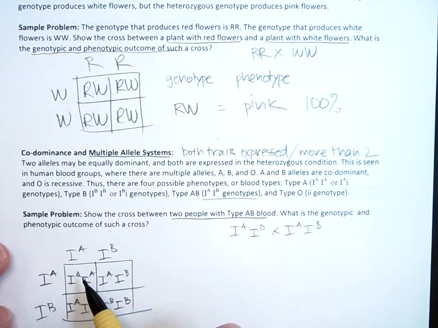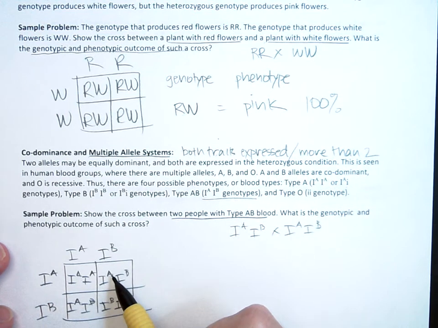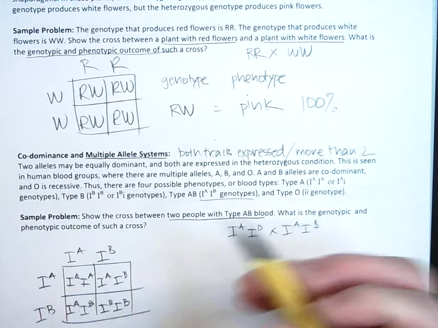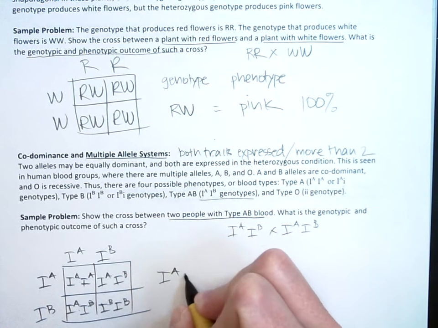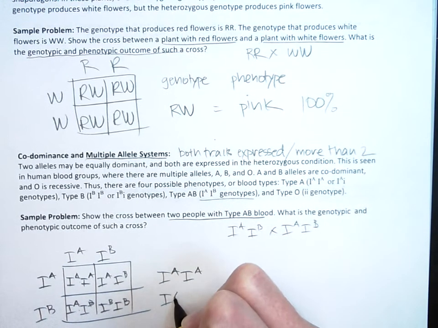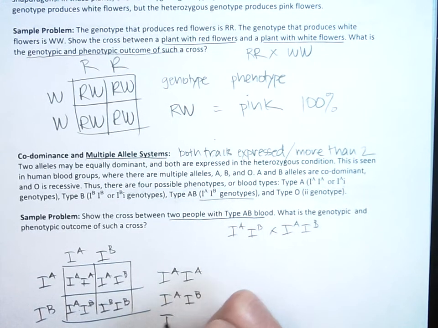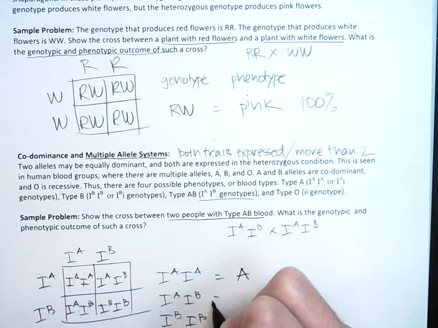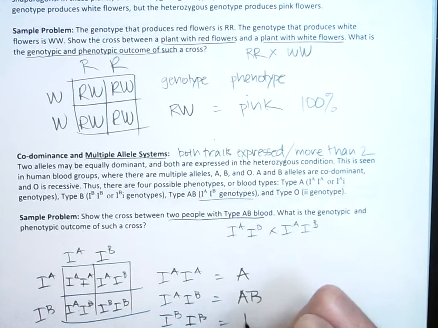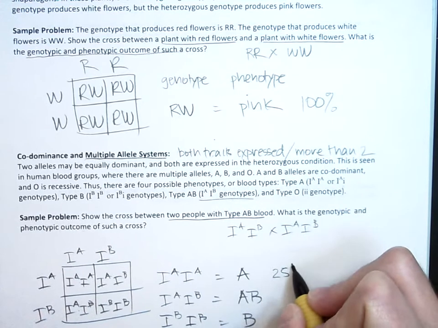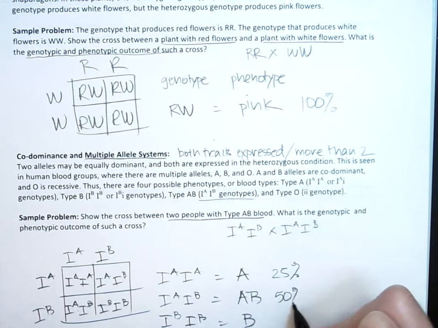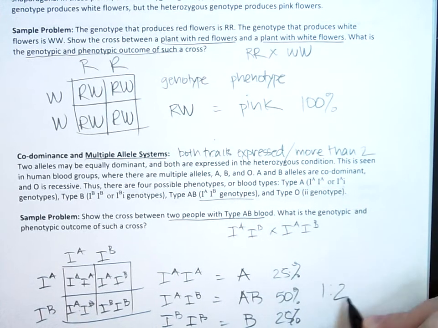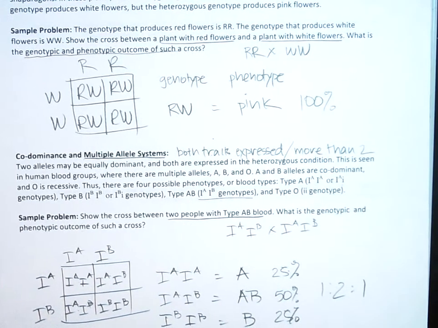Okay, so we end up with one type A, one type B, and two type ABs. So it asks us for the genotypic and phenotypic outcome, so we have to write the genotypes again. Okay, so this is going to give us type A blood, type AB blood, type B blood, 25% chance here, 50% chance here, 25% chance here, which is going to give us a 1 to 2 to 1 ratio.